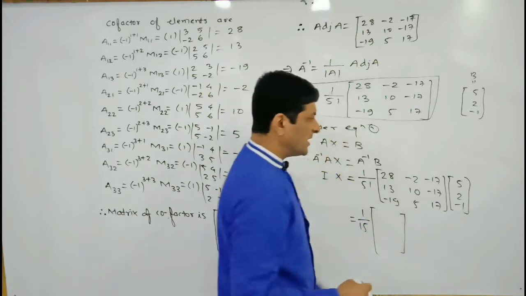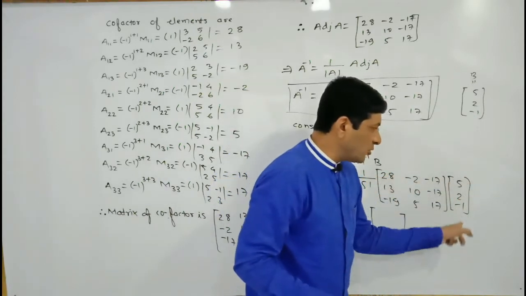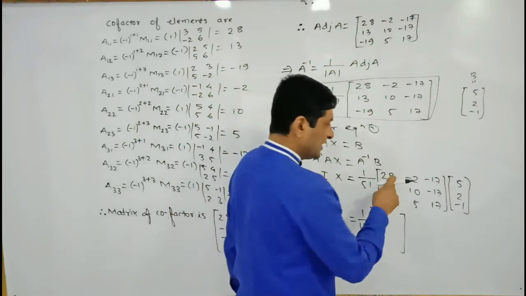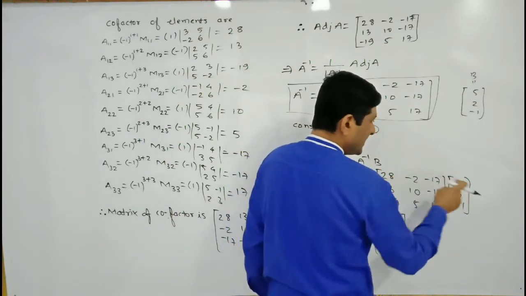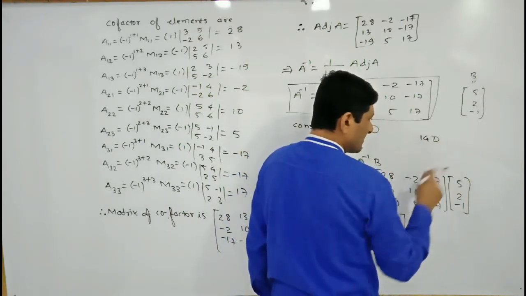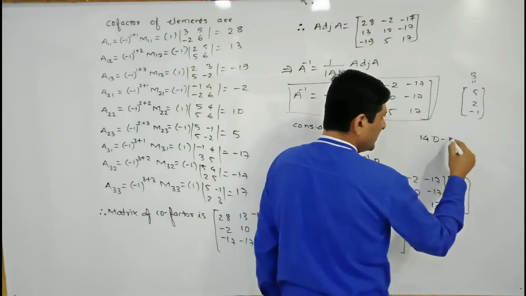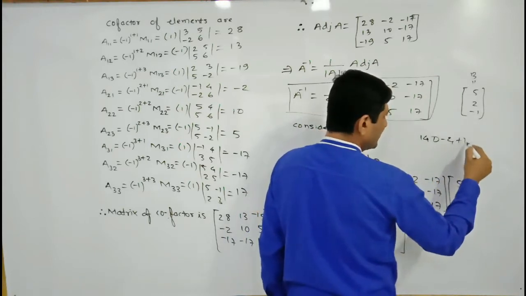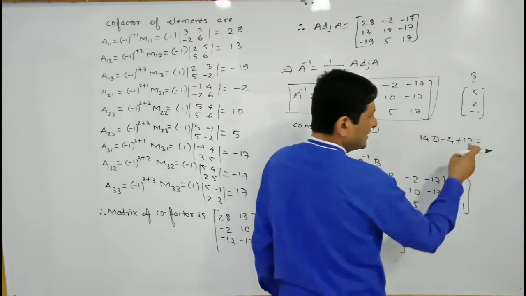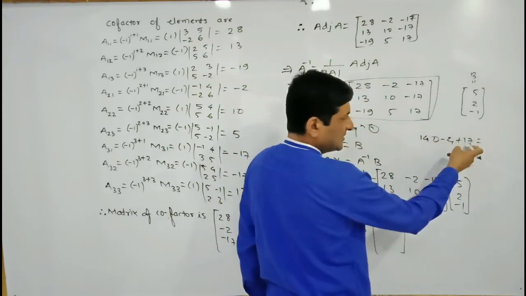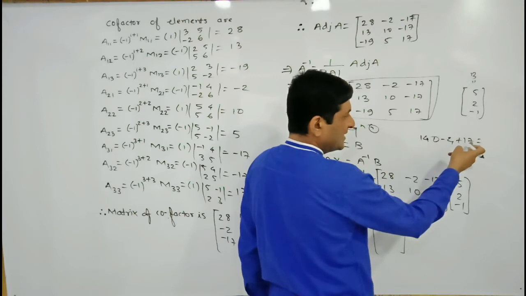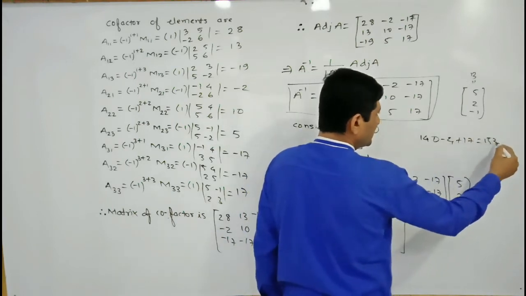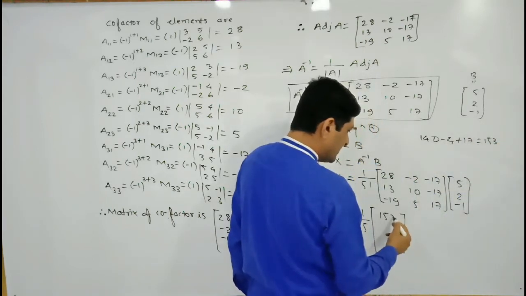Whenever we are taking multiplication, we are multiplying row by column. So see what we'll get: 28 into 5 is 140, minus 2 into 2 will be minus 4 and minus 17 into minus 1 is plus 17. So which is equal to 140 plus 17 is 157, minus 4 will be 153. So here we are getting 153.